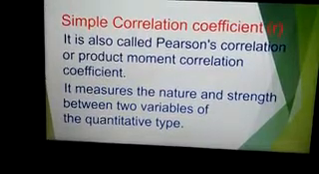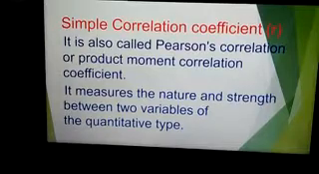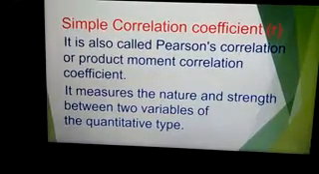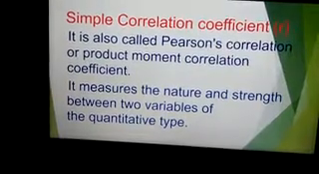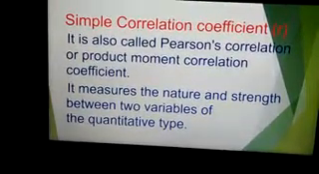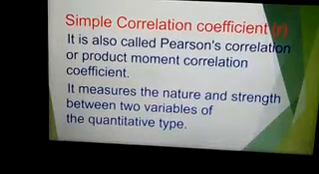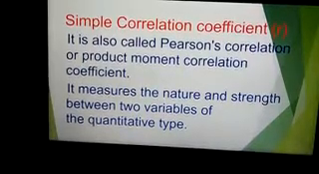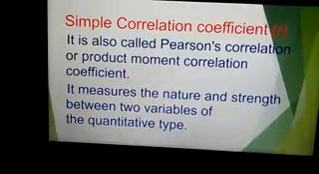Simple correlation coefficient. This is one kind of correlation. It is also called Pearson's correlation or product moment correlation coefficient. It measures the nature and strength between two variables of the quantitative type. So remember, Pearson product correlation measures the strength and the nature between two variables in a quantitative type.